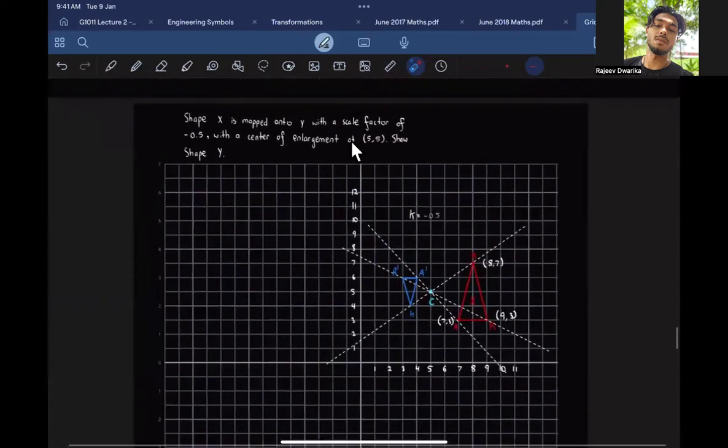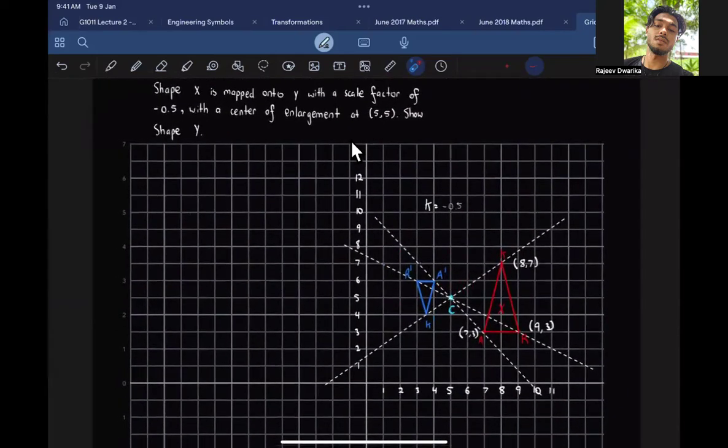Simple. So I'm going to write down these steps you have to take when dealing with a negative scale factor. By the way, the proper name for this is ray lines, like Ray-Ban sunglasses, ray lines. Step one, draw.